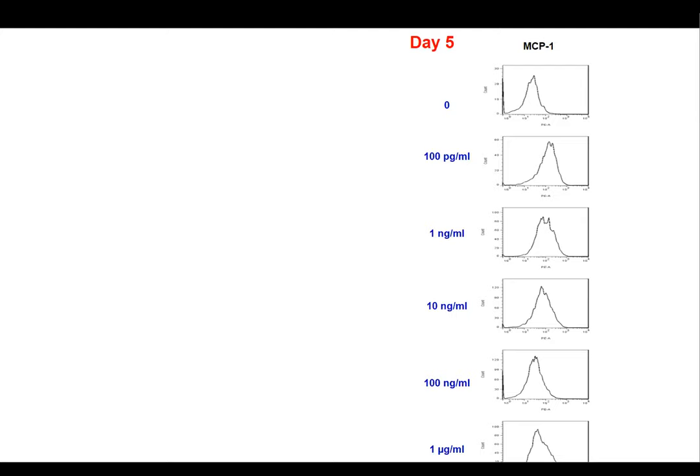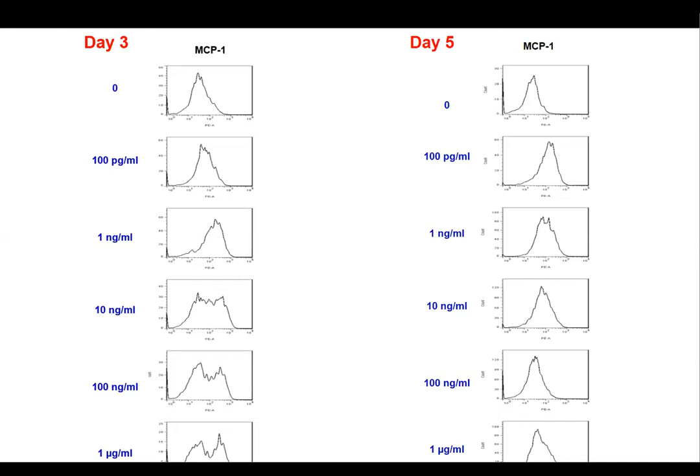And then as we increase the concentration of LPS, we start to see the peak shifting to the negative side. With 100 nanogram or 1 microgram per mL, the peaks shift to MCP1 negative. So most of them will be MCP1 negative, and only a small portion will be MCP1 positive.